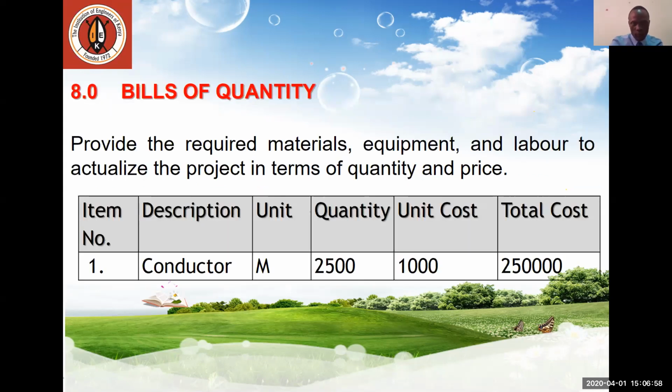Then we move to 8.0, which is the bills of quantities. Now, when you're doing that particular design, you must be able to cost that particular design. And we have given you a format on how you need to cost this particular design. It has the description of that particular equipment or material, the unit, the quantity, the unit cost, and then the total amount in terms of Kenya shillings or US dollars. And then you also need to illustrate the labor component and the transport component, because that one will constitute the total amount of the cost of the project.